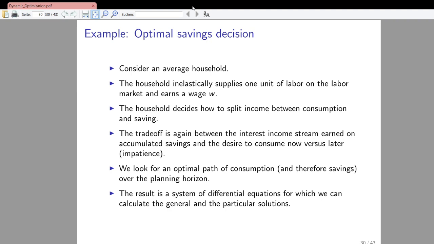And I have to balance these two aspects off, and therefore we look for an optimal path of consumption and therefore an optimal path of savings over time and of capital accumulation. And so we will get a system of two differential equations, the evolution of consumption and the evolution of assets over time, that we want to solve for the general solution and the particular solution later on.